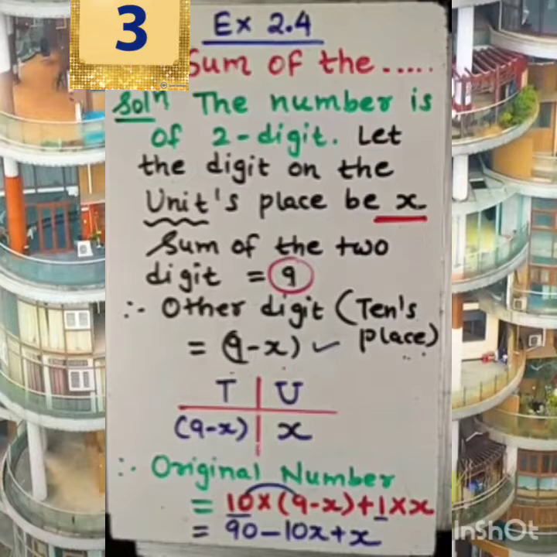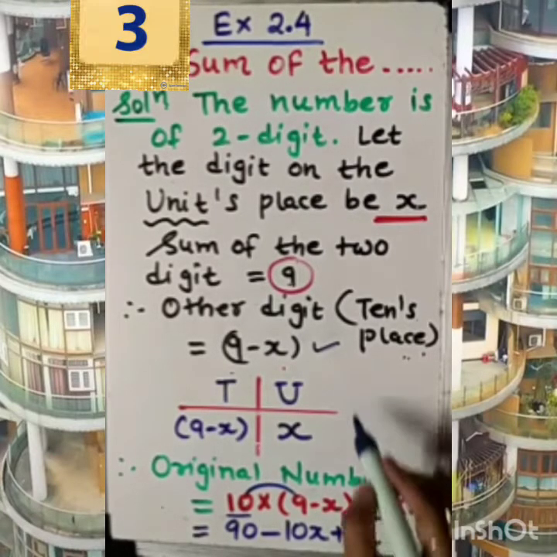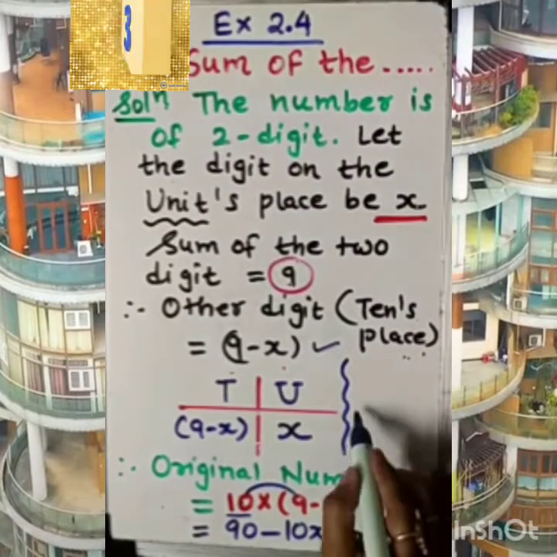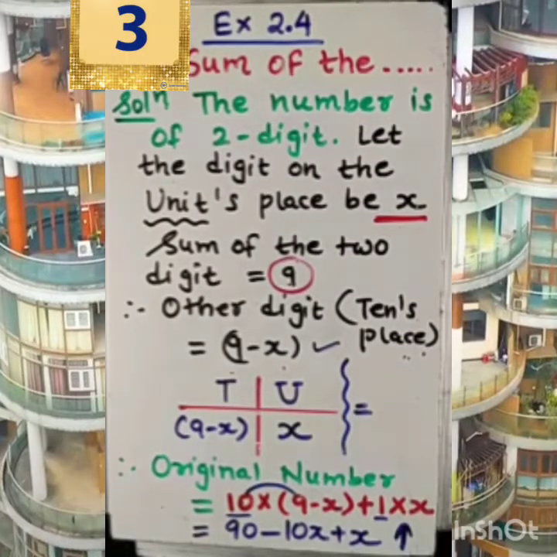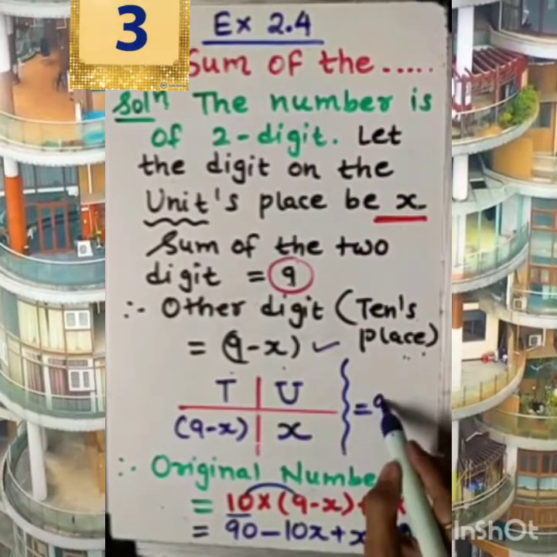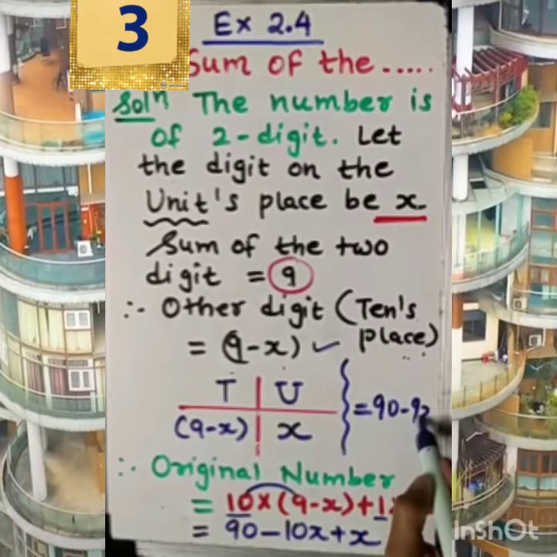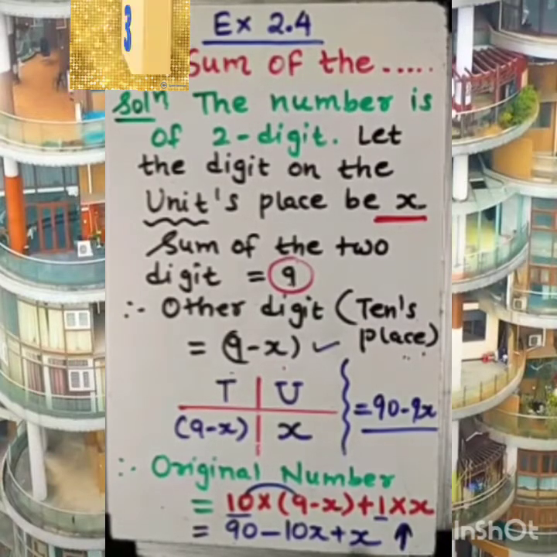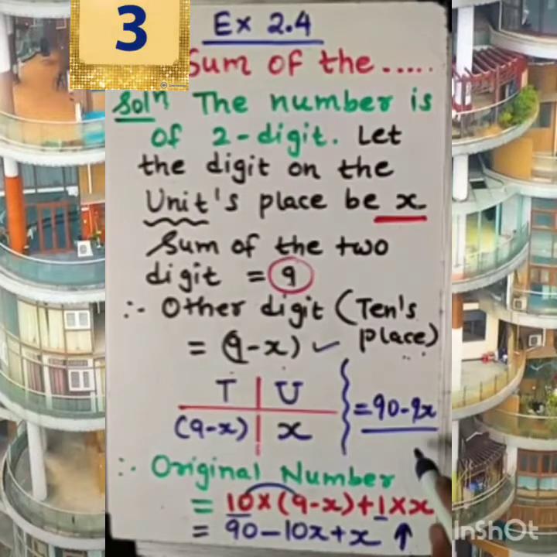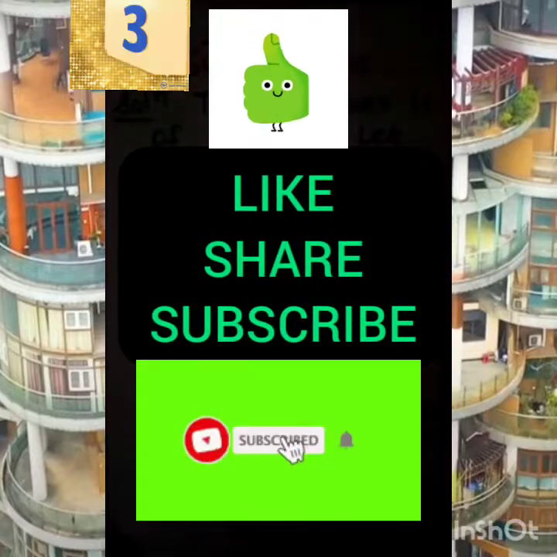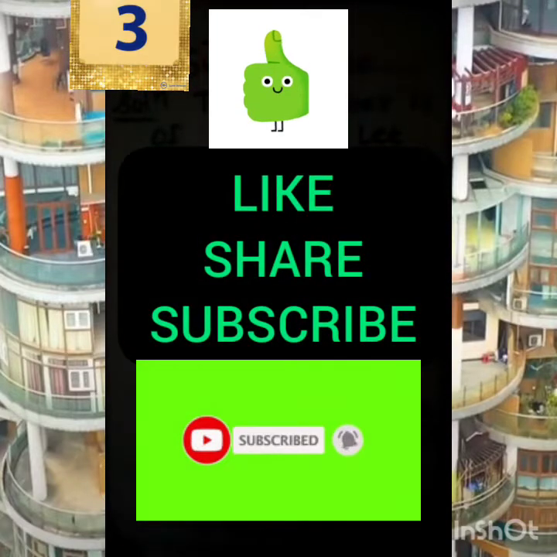Okay. So it's a simplification. I am writing it here. Please note this down. So the original number is 90 minus 9x. Just please keep this in mind. Minus 10x plus x is the result minus 9x. And this 90 is already there. So that will become 90 minus 9x. Clear to you up to here?